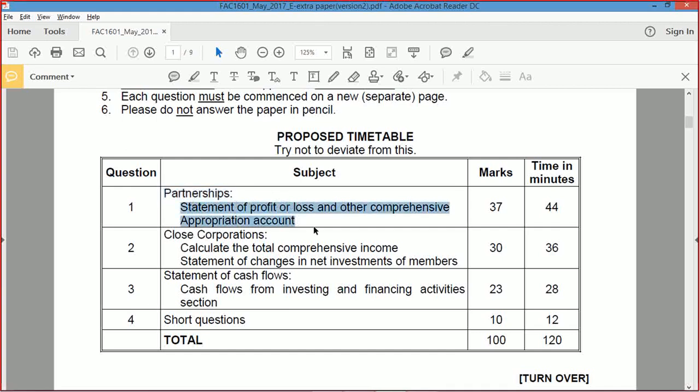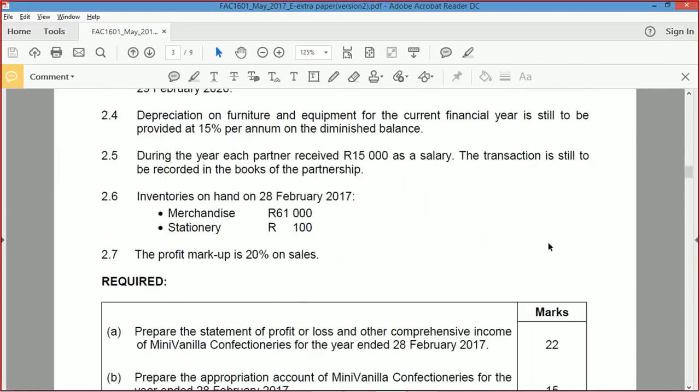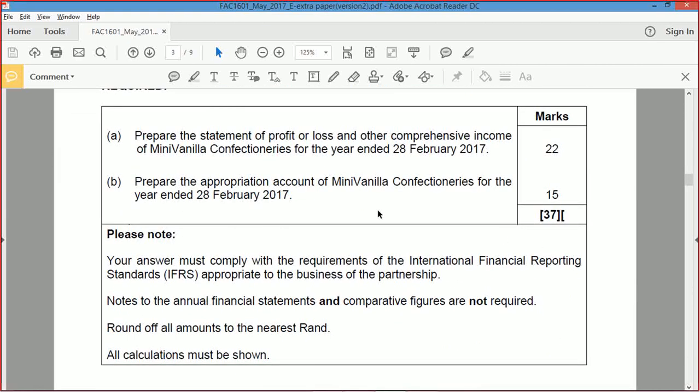This is obviously looking at disclosure, and you can see they've asked you for 2 things: statement of profit and loss and other comprehensive income, and appropriation account. So if that's the required, what are you going to be focusing on? What types of accounts are you going to be looking at?